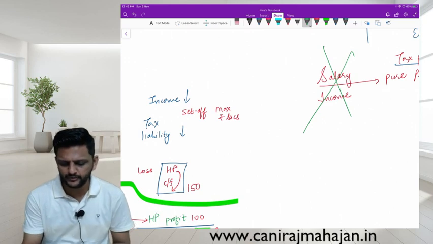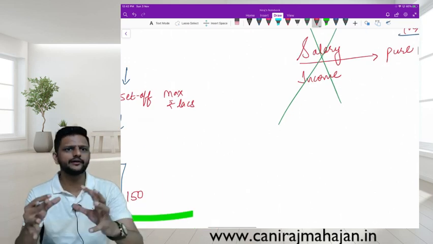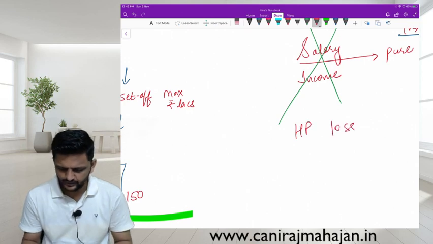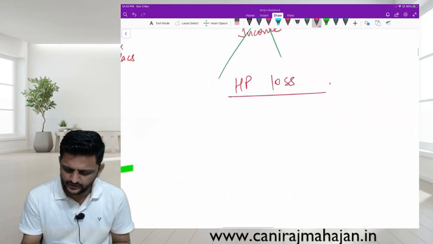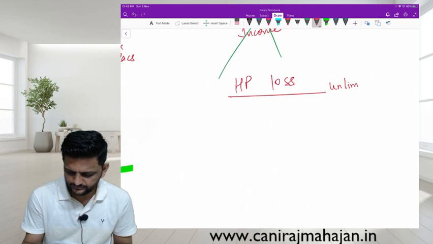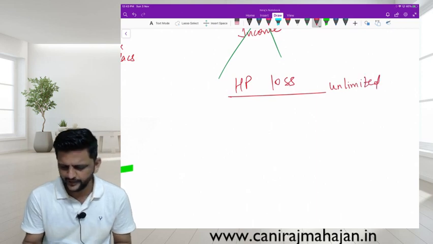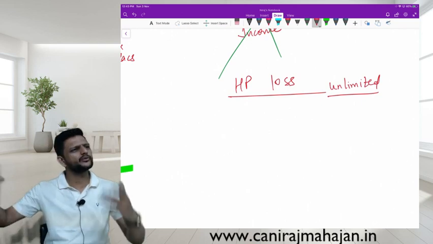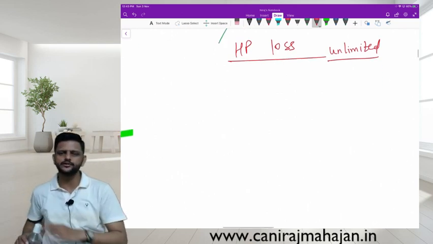Now another thing, if you remember, it is all interlinked. HP loss can be unlimited. Can you analyze something? Without any limit, there can be an HP loss in certain cases.